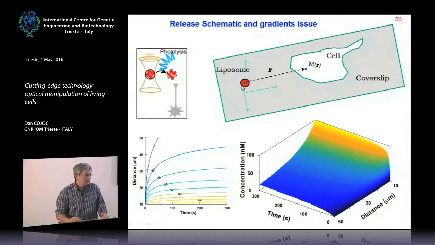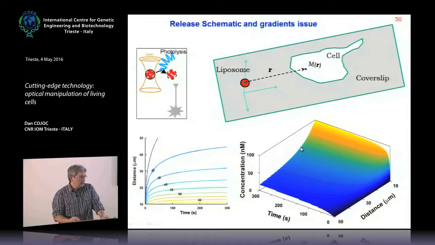So to have the picture of how the release and stimulation gradient arises, look at this figure. So you have the liposome, here you have the cell, you have a point on the cell at a distance r, and the question is, once we know the size and concentration of this vesicle, and we release the molecules from here, which is the concentration here, okay?